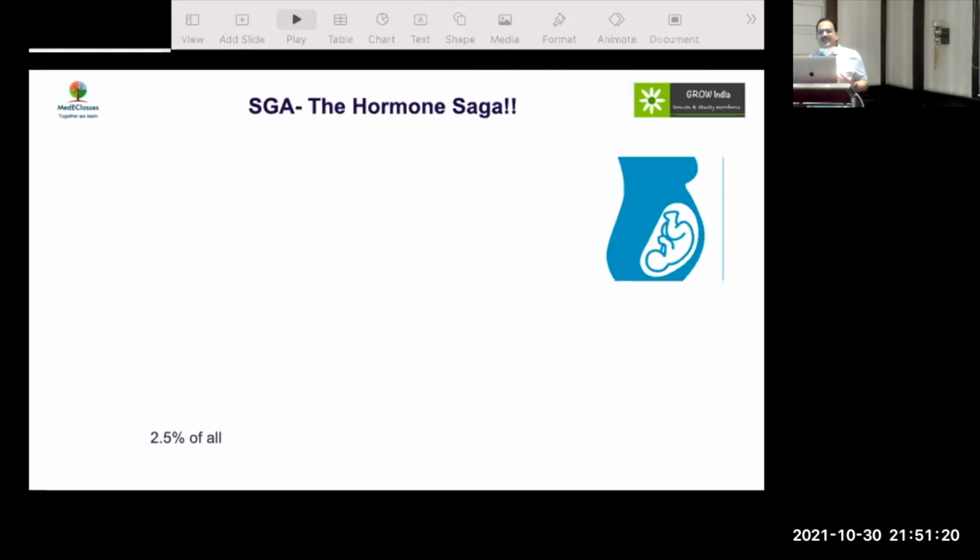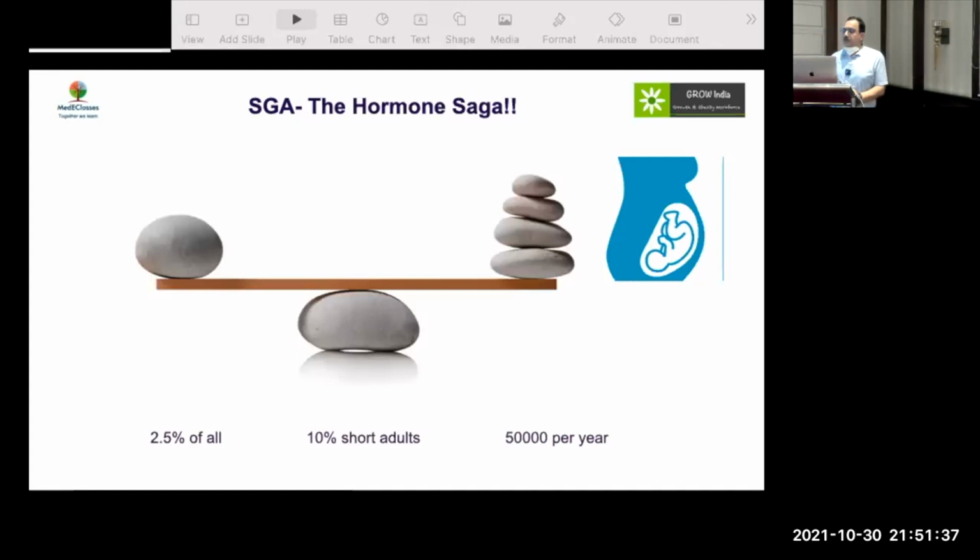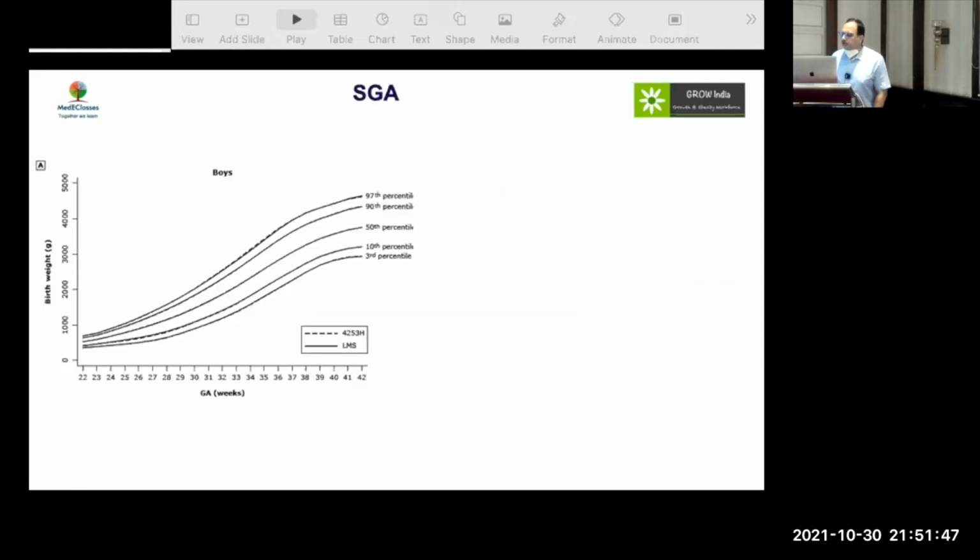So what really is SGA? SGA is common. It is a statistical definition, 2.5% and 10%, and 10% of all short adults are actually SGA. So SGA is 4 times more likely to cause short adult height, and it is very common from the Indian perspective. As discussed: slow growth, short stature; rapid growth, metabolic syndrome. This is how you have to balance between the two, and that's why monitoring becomes important.